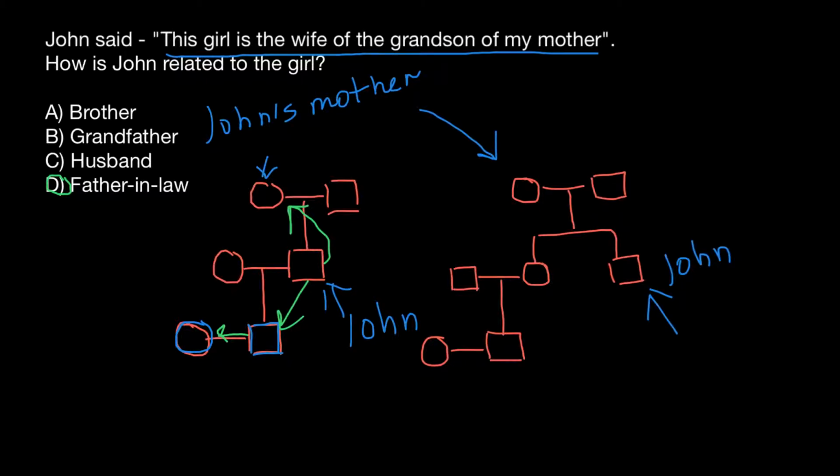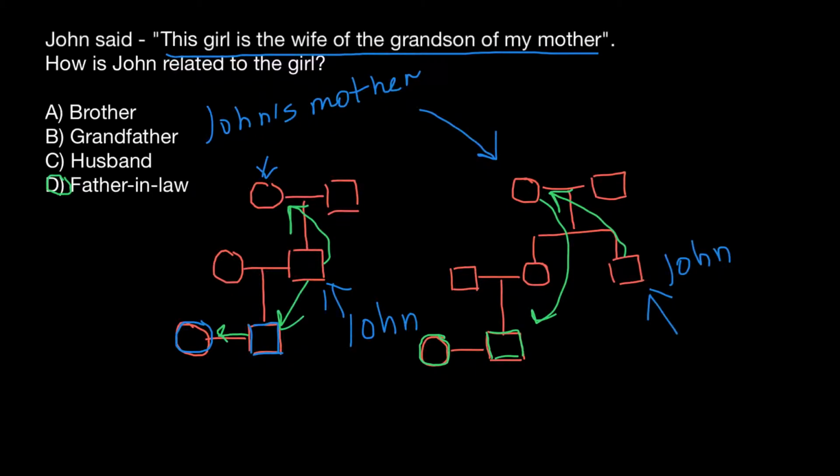Now let's analyze this problem again. This girl is the wife of the grandson of my mother. Could John say this according to this pedigree? This girl is a wife of the grandson, and this person is a grandson of the mother of John. So this pedigree also works well according to this description, but should we consider this pedigree or not?